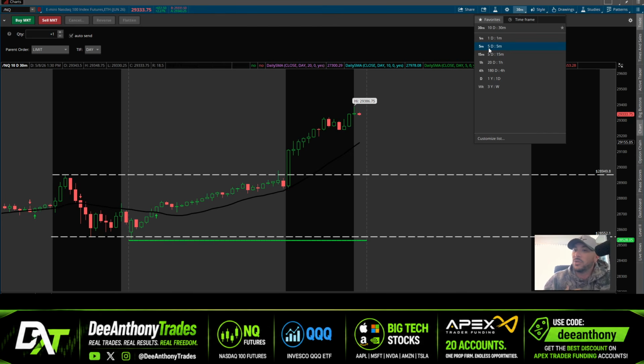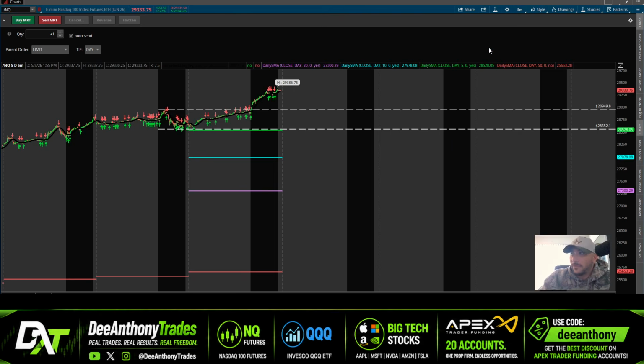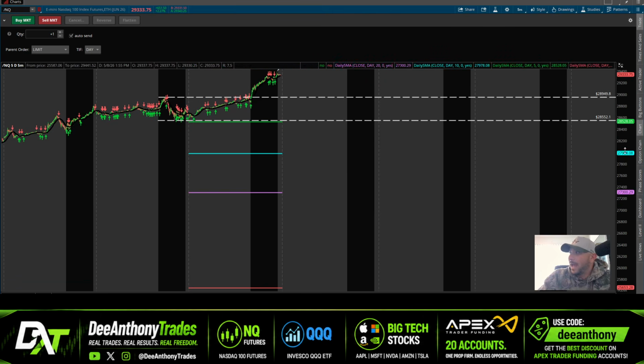I personally like using the 5. Sometimes I switch between the 1 and the 5. If there's no setup on the 5 that I'm looking for, I'll go down to the 1 minute and see if I can find a little bit of a better entry. Let's start with the 5 and let's kind of look at what happens here.